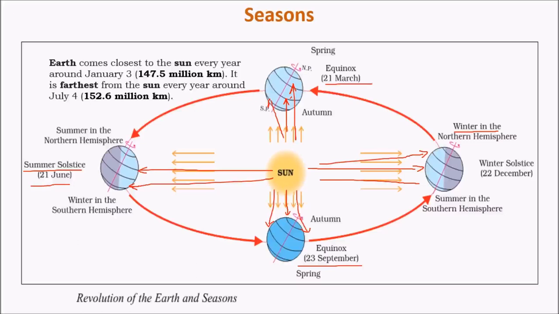So due to this differential reception of sunlight over a period of year, there are different seasons that occur, that is summer, winter, autumn and spring. And due to these different seasons and that is varying sun's rays, there are different pressure belts and wind systems created on the Earth's surface, in the Earth's atmosphere, which results in precipitation and various other climatic factors.